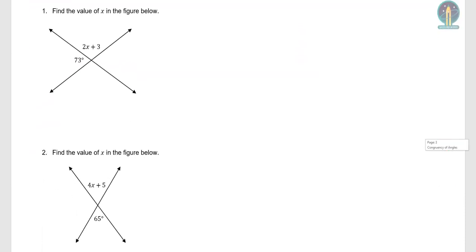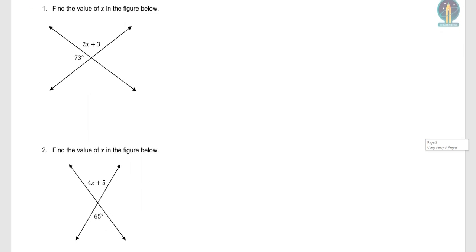Okay, so here we have some exercises. Please pause the video, work on these, and come back for the solutions.